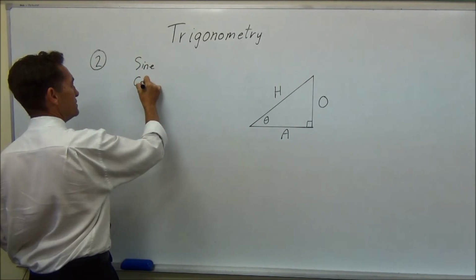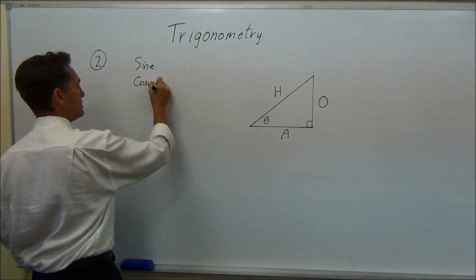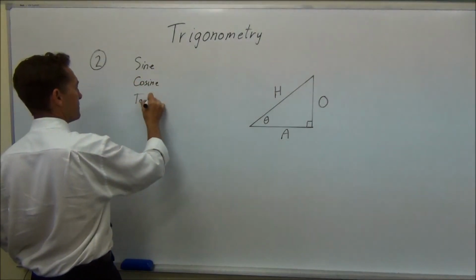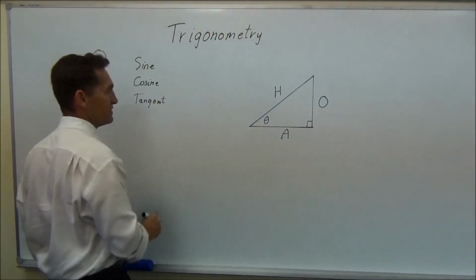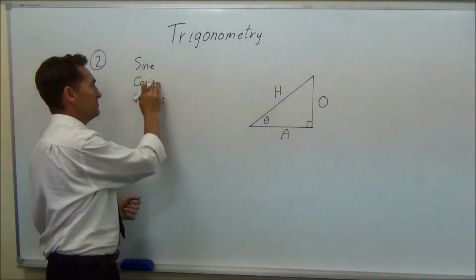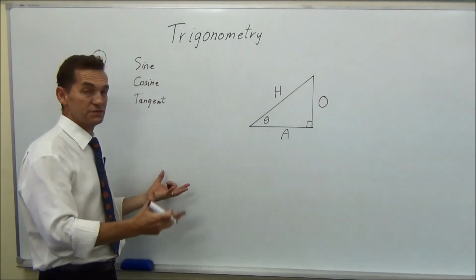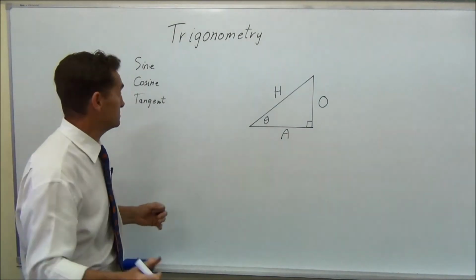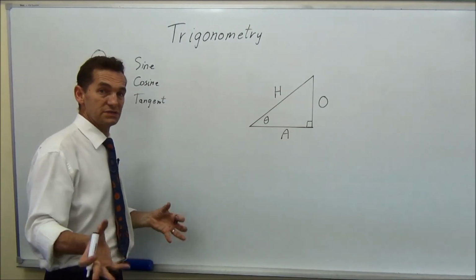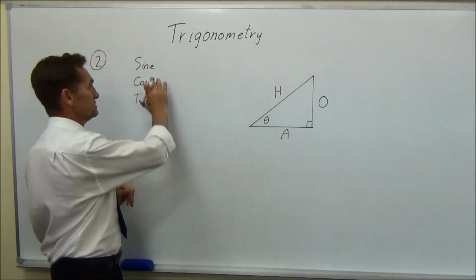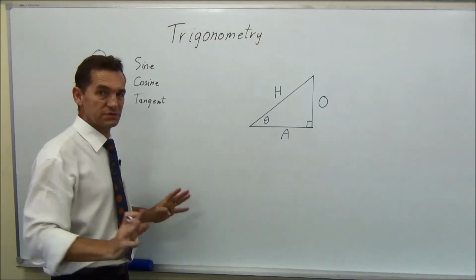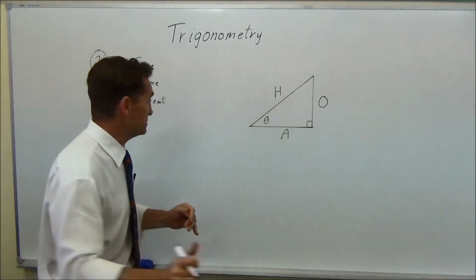sine, cosine and tangent. So they're the 3 terms you use, and you might learn them one at a time. You might learn tangent first, you might learn sine first, you might learn cos first. I tend to teach all of them all at once so you can see how they're related, because once you've got the relationship, it's pretty easy.